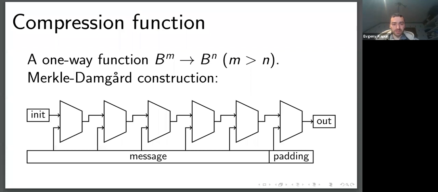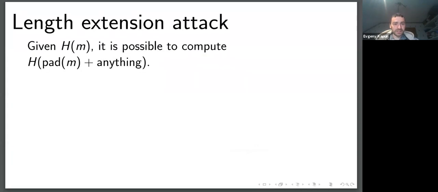And this padding should be designed in such a way that different messages result in different padded messages, so that there is no collision because of padding. For example, if you just pad the message with 0 bytes, it won't be a good padding, because different messages which differ by adding 0 bytes to the end may result in identical padded messages, and then the hashes will also be identical. So many hash functions solve this by appending message length to the end, but there are other approaches. Unfortunately, this construction has a weakness, which is length extension attack.